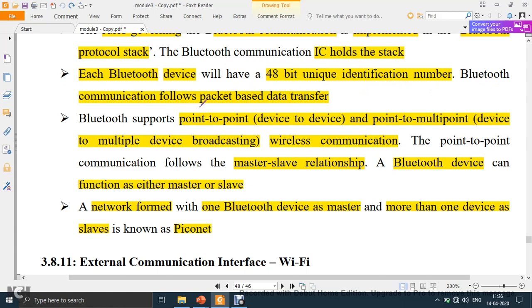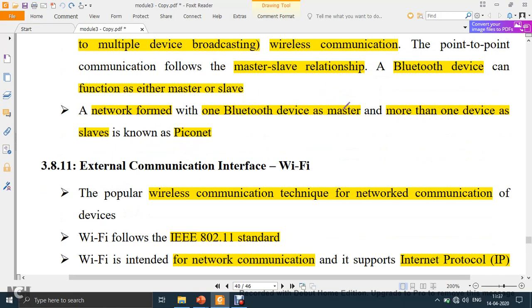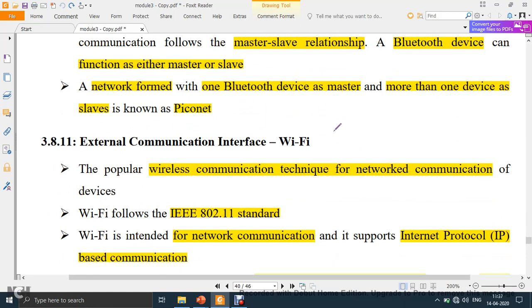So Bluetooth communication is again packet based. It is just like USB, which again follows packet based data transfer, right? That we have already studied. So Bluetooth supports again point to point and point to multi-point. Okay, so it supports both, wirelessly. So point to point follows a master slave relationship. So if it is from one device to another device, it is a master slave relationship. Okay, so a Bluetooth device is capable of functioning as a master as well as a slave. Both are possible. Yeah, so this is about Bluetooth.